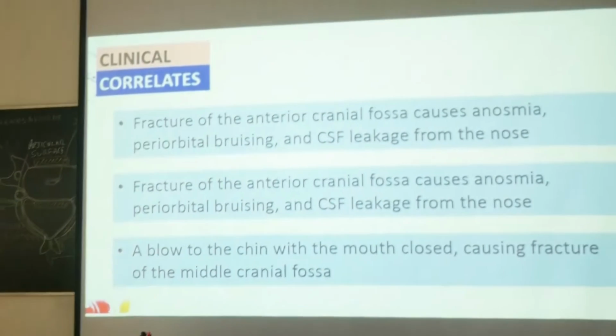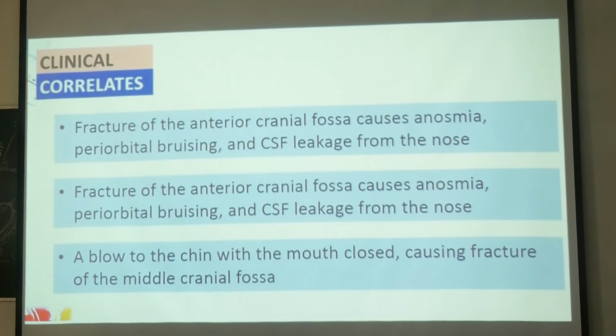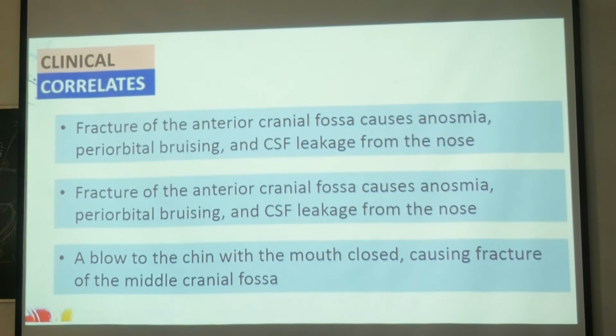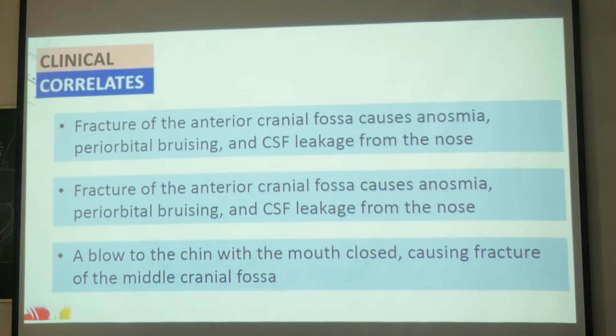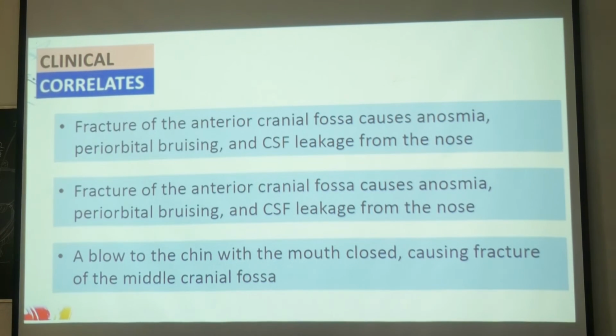Okay, and if you soak it with a handkerchief, it will be hardened after some time, because CSF contains protein and glucose. Okay, so this is an important clinical aspect. If some fluid is coming out in an injured patient, you have to check whether it is CSF or mucus. If it is mucus, it's okay, but if it is CSF, then it is a dangerous situation.